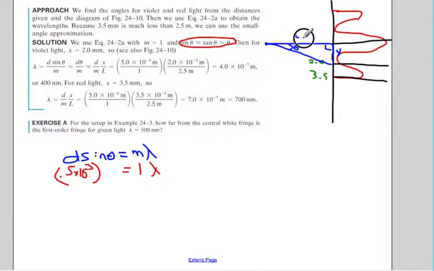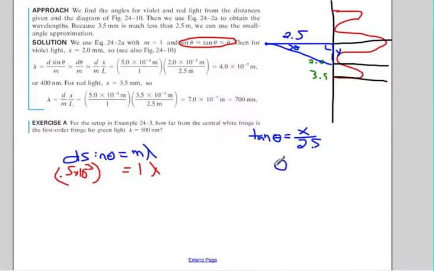We have L too, right? Did they tell us L? How far away is the screen? Oh, 2.5. That's what I was missing. I forgot that there's another number here somewhere. So they said the screen was 2.5 meters away. So now we're going to use tangent, right? So we have that the tangent of theta is x over 2.5.